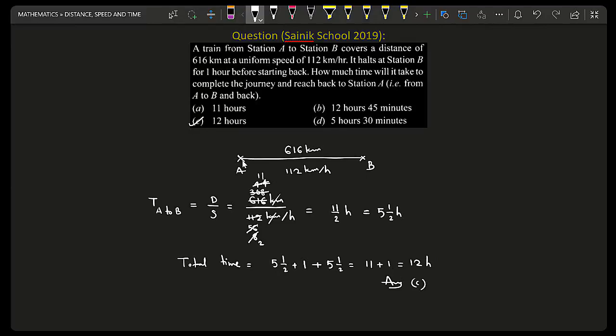So this is the answer. We calculated the time from A to B, and then halting at B takes 1 hour, and the return journey takes the same time. By adding, we got 12 hours.